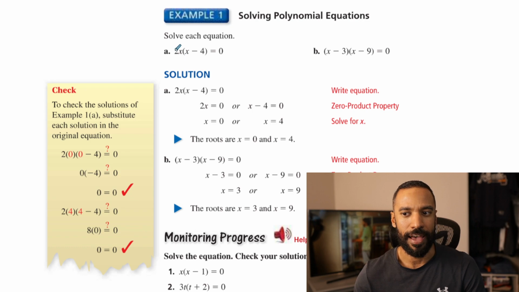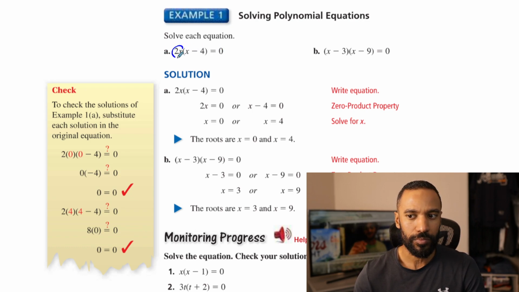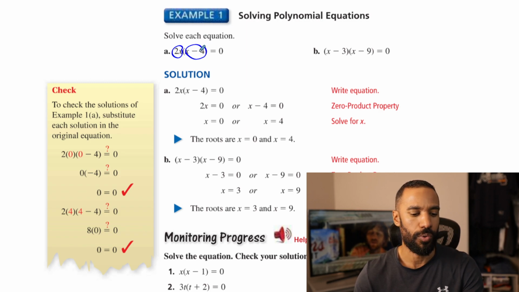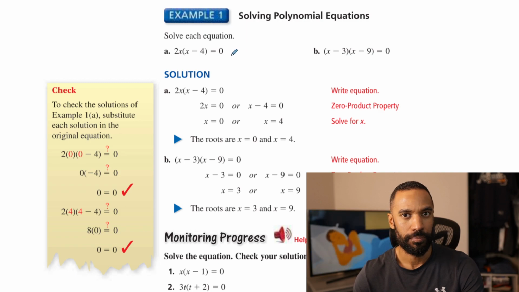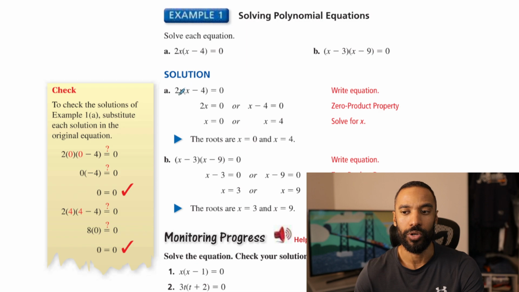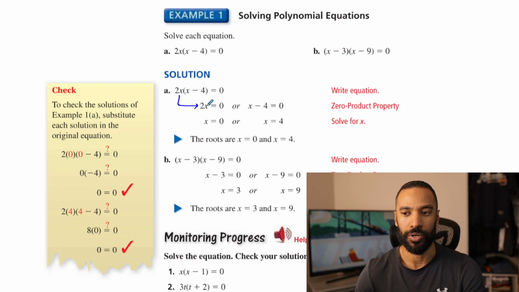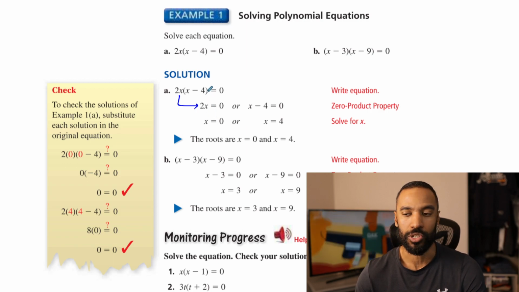These are already in factored form. I have 2x times x minus 4 equals 0. 2x is a quantity, x minus 4 is a quantity. They're multiplied. I'm multiplying this by this to get 0. One of these has to be 0. So what values of x makes this true? Well, if 2x was 0, in that case, I could divide by 2 and x would be 0. And that would get me 0 as a result.